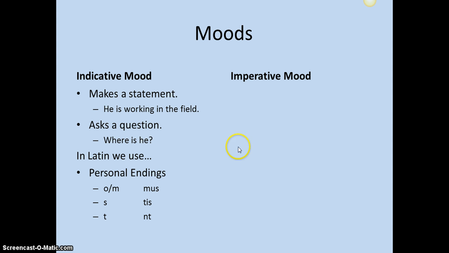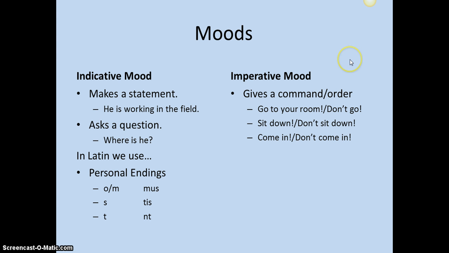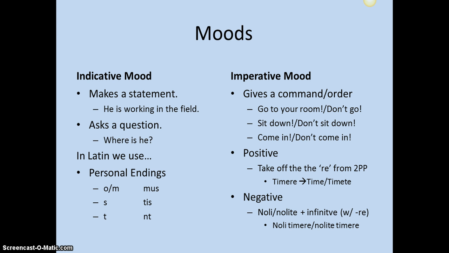What we've unlocked in Chapter 8 is the imperative mood, which gives us commands and orders, suggestions, things of that nature. Go to your room, don't go to your room, sit down, don't sit down, come in, don't come in. Both what we would call positive, things that you're ordering people to do, and negative. Now you can see they are formed just a little bit differently, but they all involve the infinitive.